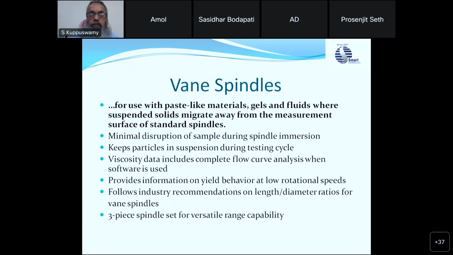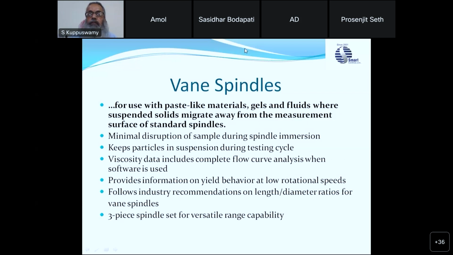Then there are accessories like vane spindles. These are specially used in applications like pastes, gels and fluids where suspended solids migrate away from the measurement surface of standard spindles. By using vane spindles, there is minimum disruption of samples during spindle immersion. When you are immersing the spindle, not much disruption occurs. It keeps the particles in suspended condition during the testing cycle.